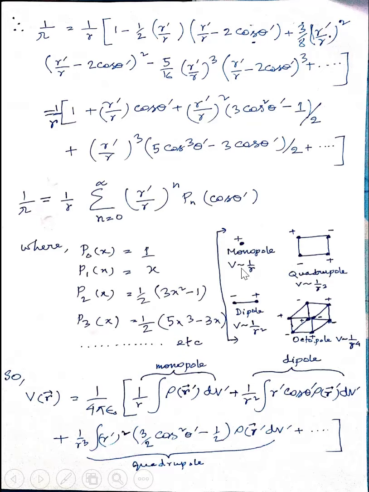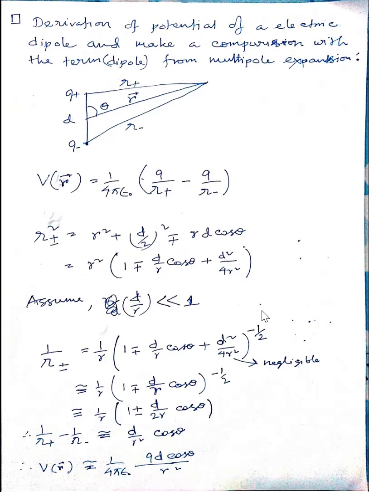So you can see here that obviously a monopole should consist of one charged particle. That is here, as you can see. For the monopole, the potential varies as 1 by r. For the dipole, it is 1 by r square, and for the quadrupole, you can see the charge distribution, it is 1 by r cube. Octapole obviously V varies as 1 by r to the power 4. These are the actual charge distributions.